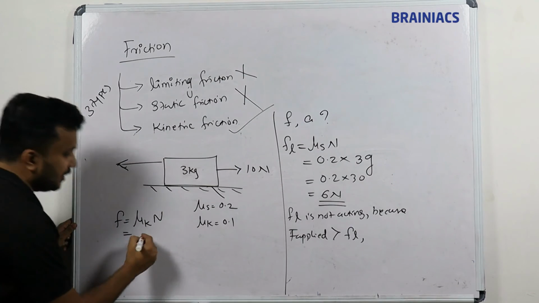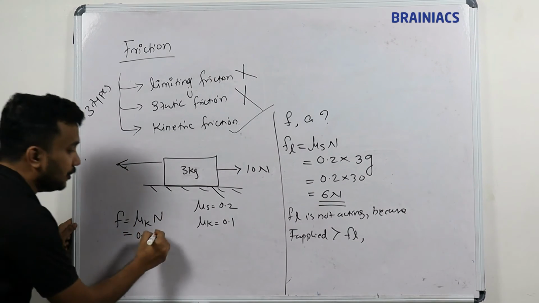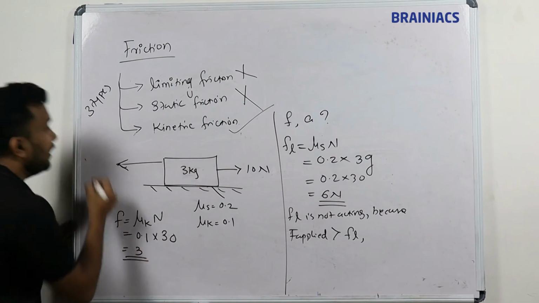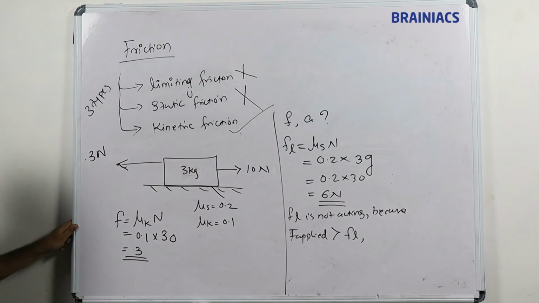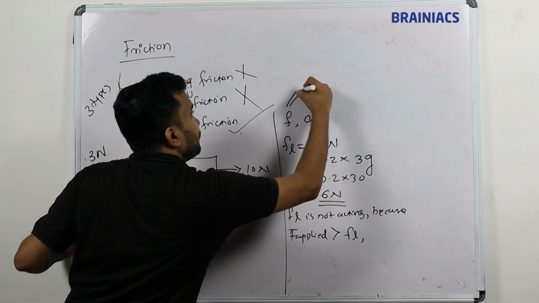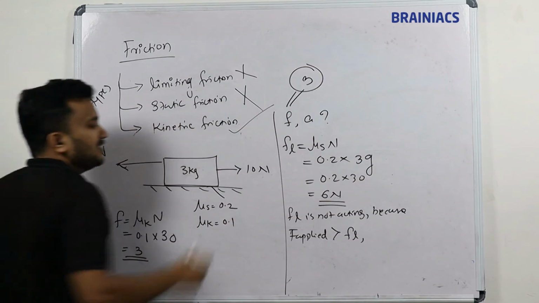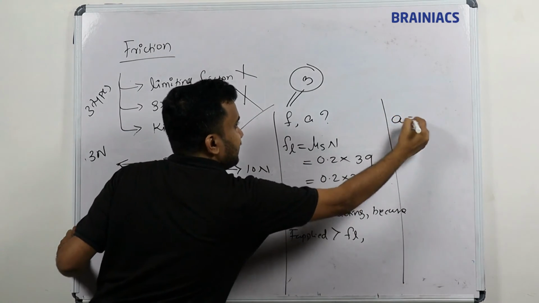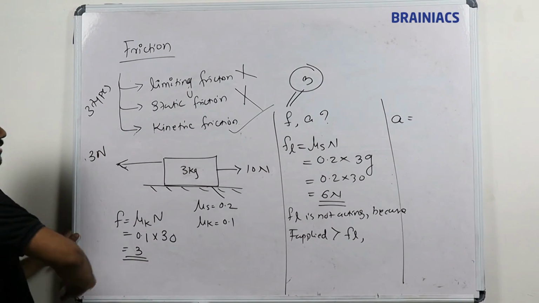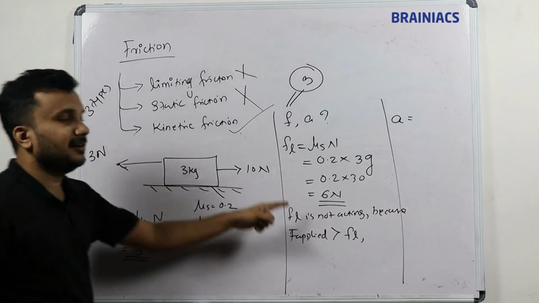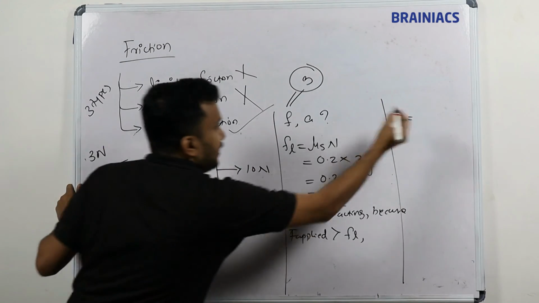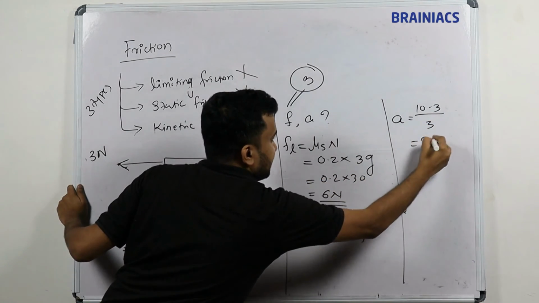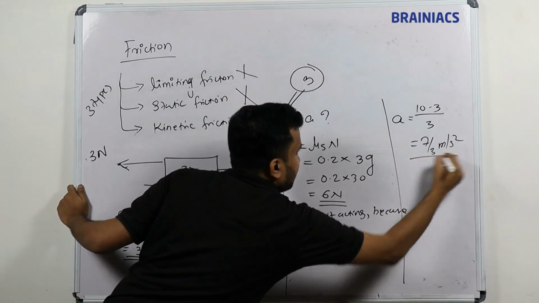What is the value of mu k? That is 0.1 into the normal reaction, which is 30. Already we have written 30, so we got 3. Now this 3 Newton is what is acting here. So the answer for the frictional force is 3 Newton, not 6 Newton. Now we are going to find the value of acceleration. Acceleration is equal to total force divided by mass. What is the total force? 10 on the right side, 3 on the left side. So (10 minus 3) divided by the mass of the body, which is 3, means 7/3 meter per second square is the answer.